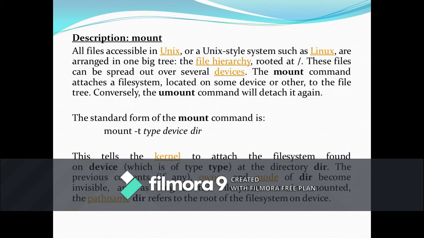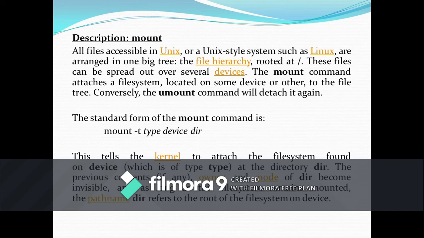The mount command attaches a file system located on some device or other to the file tree. Conversely, the umount command will detach it again. The standard form of the mount command is mount -t type device name and the directory.